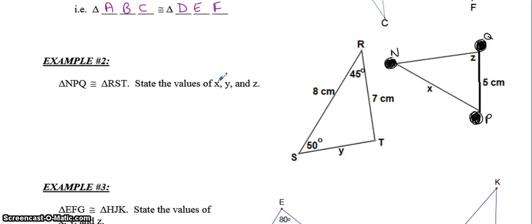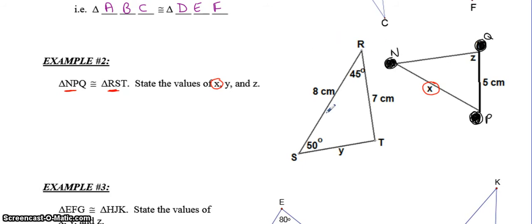Alright, so first thing we're going to do is solve for X. X is a side, and that side is between N and P. So if we look at our congruency statement, N and P are the first two letters of this triangle. That means they will correspond to the first two letters of this triangle, which are R and S.